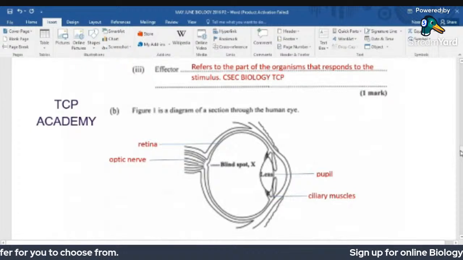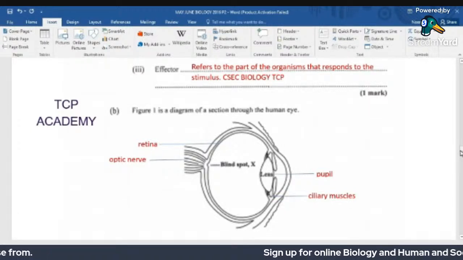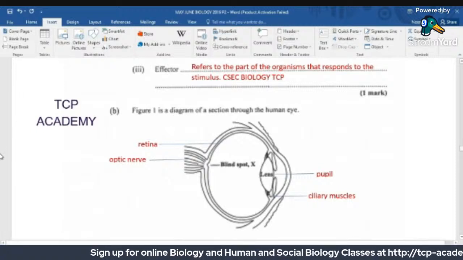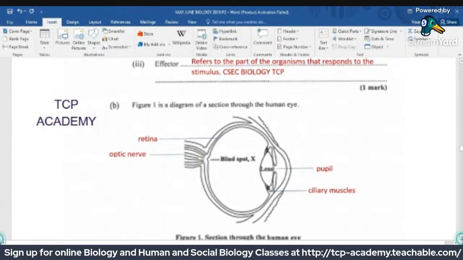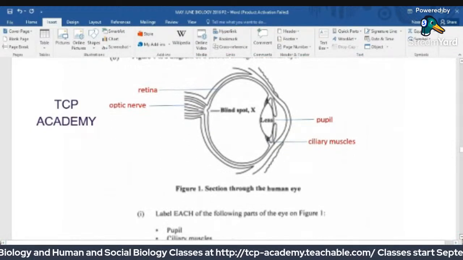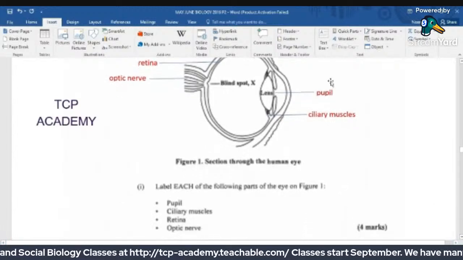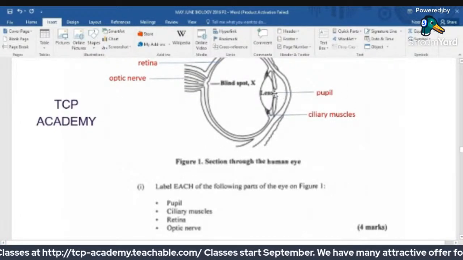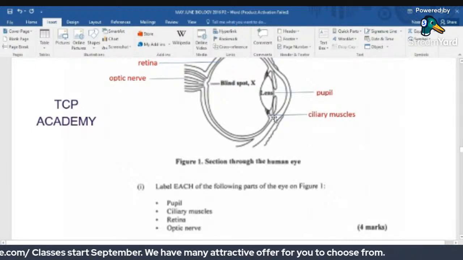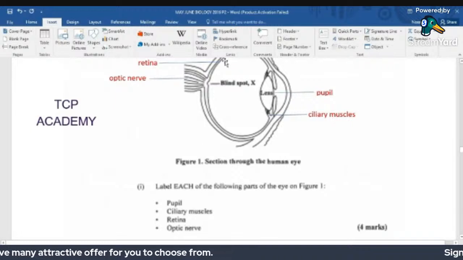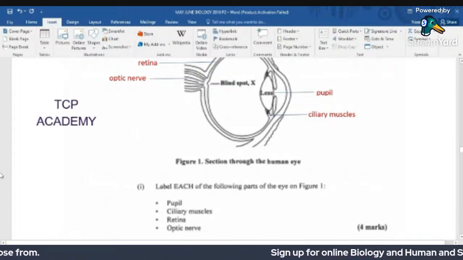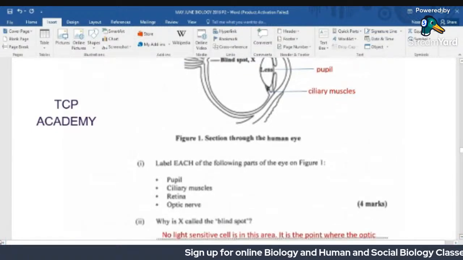We're looking at the eye here. Figure 1 is a diagram of a section through the eye, and we're supposed to label the parts of the eye. This is textbook, you could write into your textbook to get this. We're supposed to label the pupil, which is the passageway into the eye. We're supposed to label the ciliary muscle, and here we have the ciliary muscle. We're also supposed to label the retina. Here we have the retina, and at the back of the eye the optic nerve. Those are the points that we should have labeled.